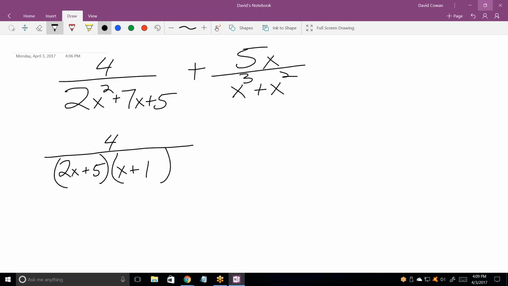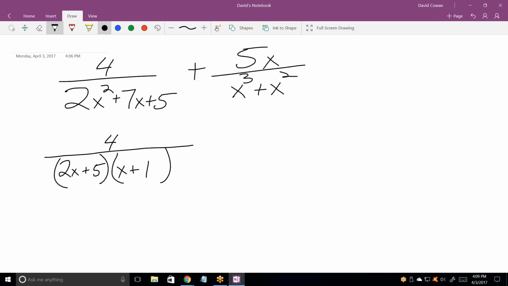Now, I know this is correct, because it's got to be 2x squared. I separated the 2x squared into 2x and x. And it's got to be plus 5. So the only term I really want to check is the middle term. You always get the middle term by the inside and the outside. The inside is plus 5x, the outside is plus 2x, they add to plus 7x. That is the correct factor.